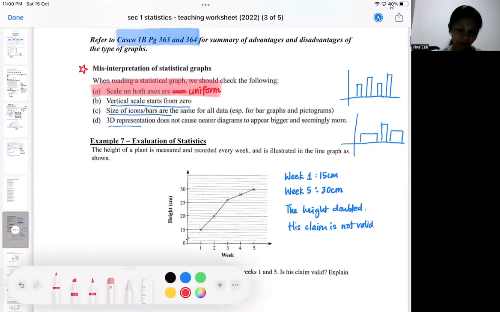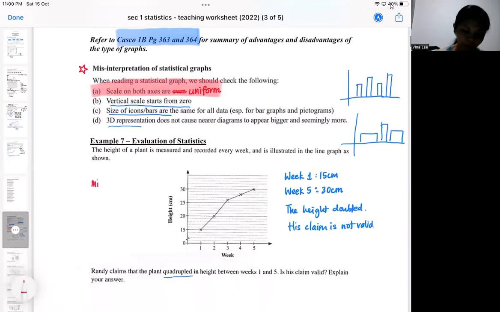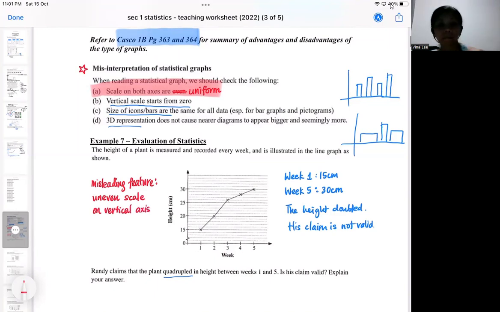So if there's anything misleading, the misleading feature in this question will be the uneven scale on the vertical axis. Okay, the question didn't ask for the misleading feature. I'm just adding it on for you. So the way we answer them is we get the real data and we compare.